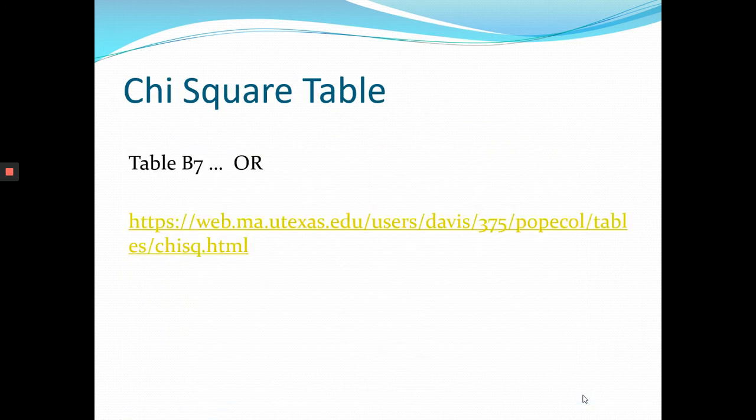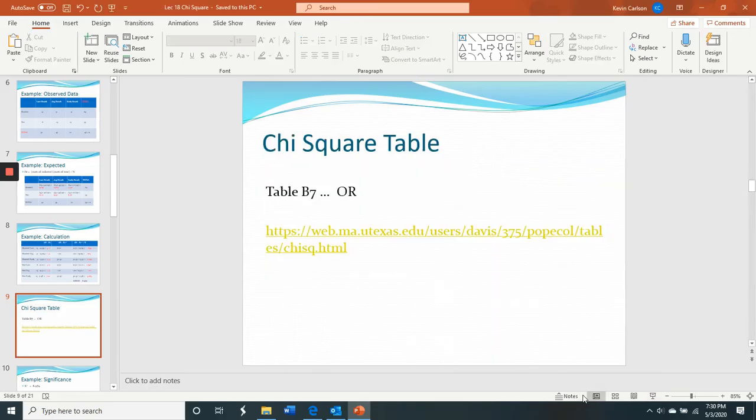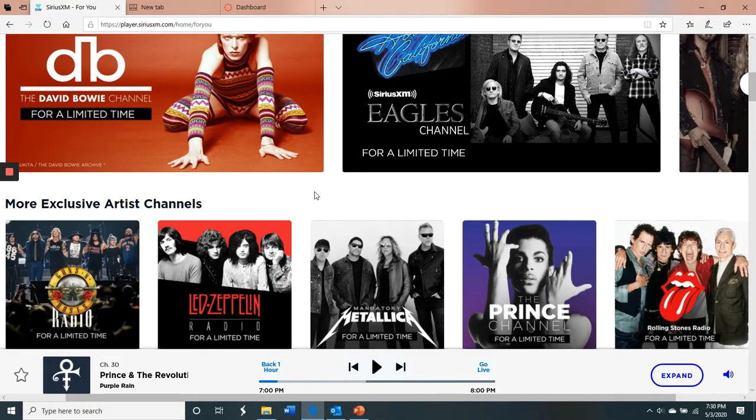So now we need to use a table. For every statistic, we have to go to a table to find the critical value to test our H0. And so we have table B7 if you have the text. Or if you don't have the text, you can use this website. And that website is right here.